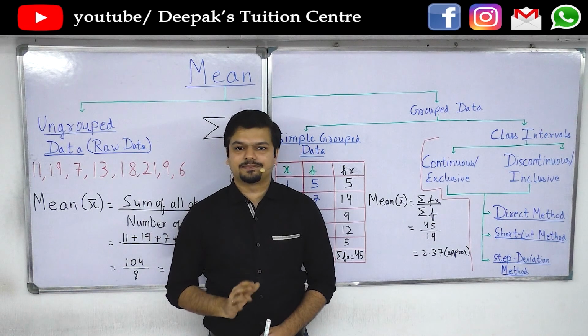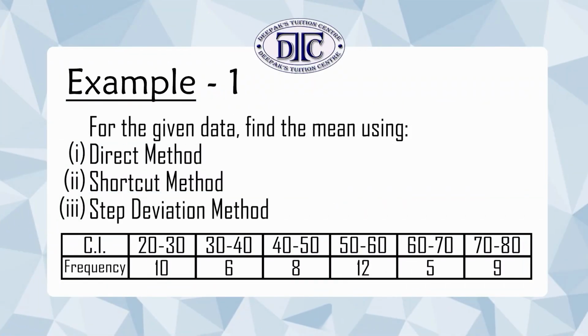For the given data, find the mean using subpart 1 direct method, subpart 2 shortcut method, subpart 3 step deviation method. Class intervals 20 to 30, 30 to 40, 40 to 50, 50 to 60, 60 to 70, 70 to 80. Frequency 10, 6, 8, 12, 5, 9.